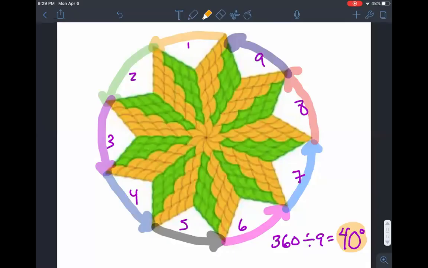All right, so once again, this has 9 rotational symmetries. I can spin this 9 different ways to make it look like itself in a full rotation. So it has 9 rotational symmetries, and 360 divided by 9 is 40. So the angle of rotation is 40 degrees.